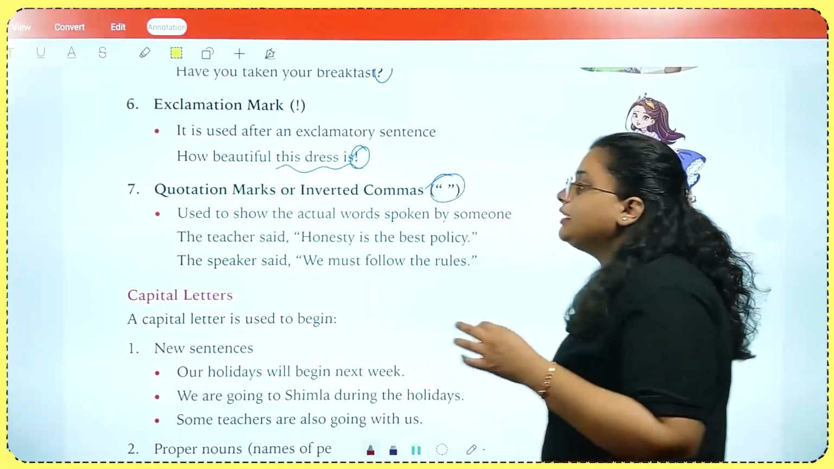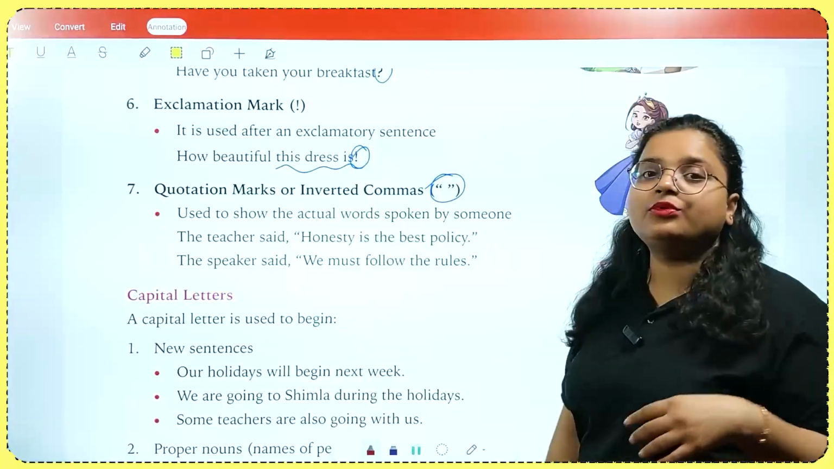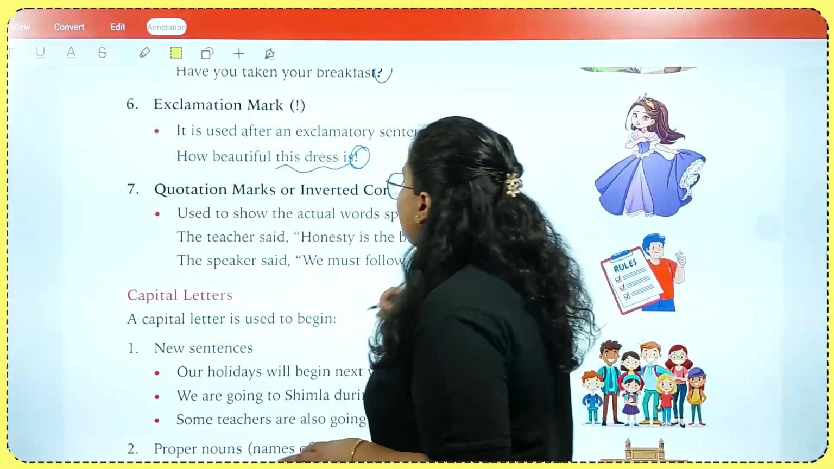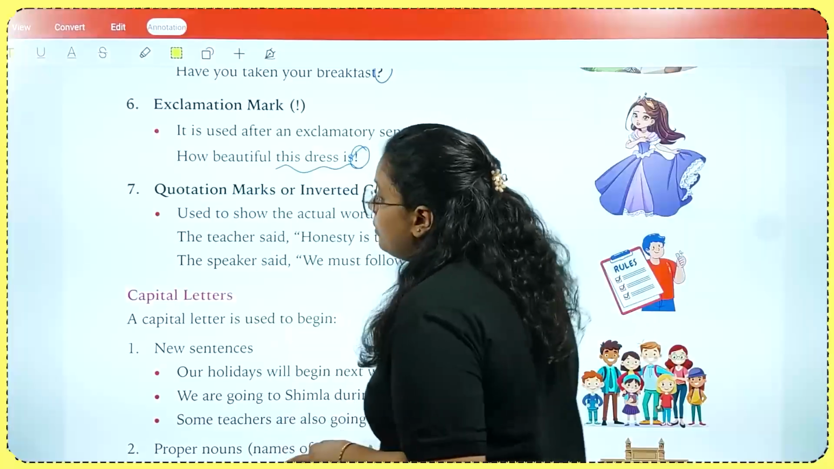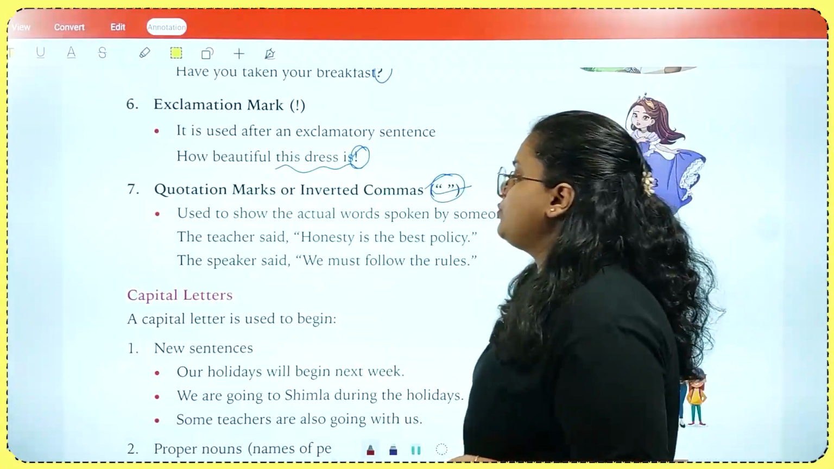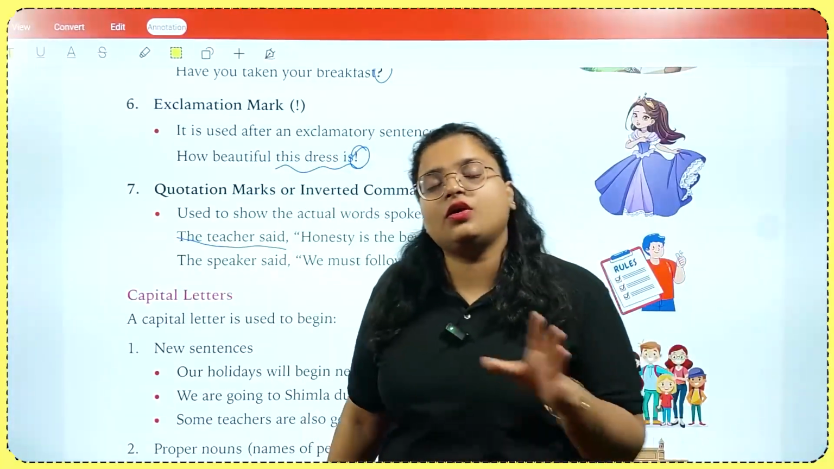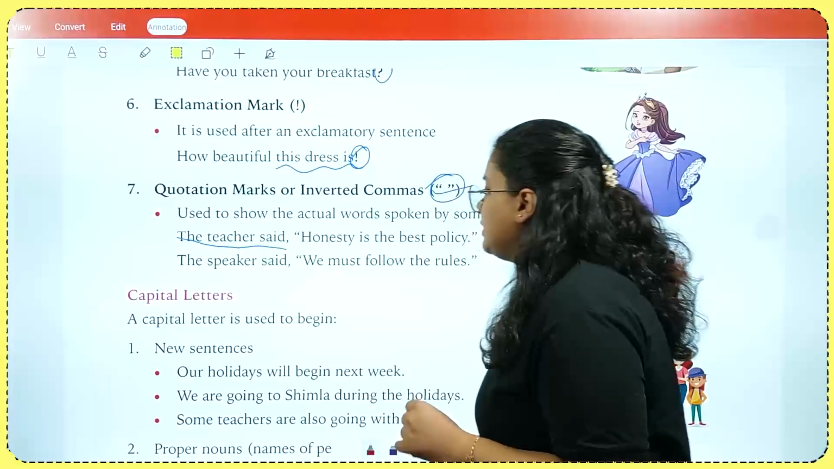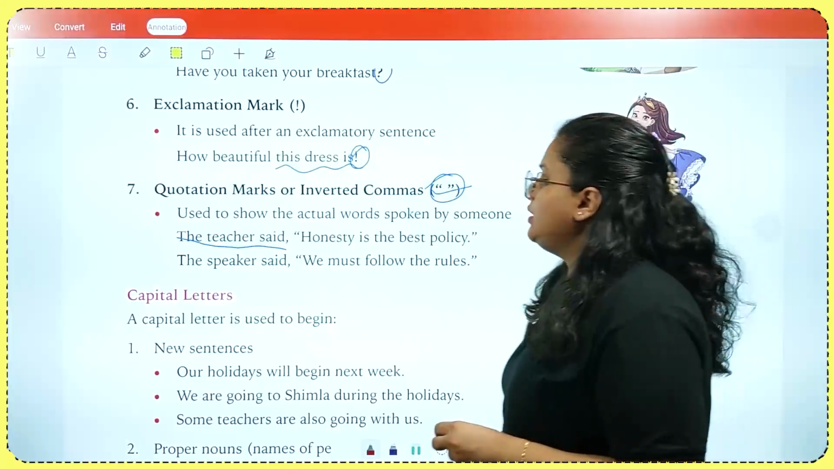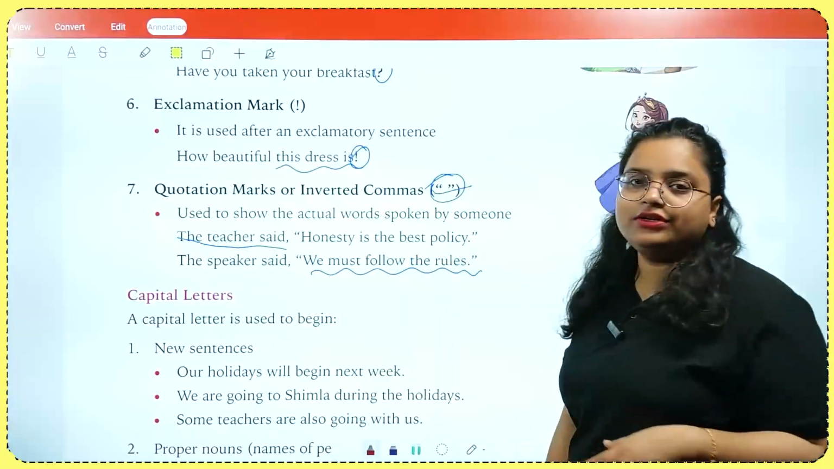Okay. 7. Quotation marks or inverted commas. When are they used? They are used to show actual words spoken by someone. ओके किसी के बोले हुए शब्दों को जब आपको सेम तरीके से बताना हो तो आप क्या यूज करते हैं? इन्वर्टेड कॉमास यूज करते हैं. The teacher said, "Honesty is the best policy." अब टीचर के कहे गए exact words को आपने बता दिया. क्या बोला टीचर ने? "Honesty is the best policy." The speaker says, "We must follow the rules." Now he exactly said what the speaker said, that we must follow the rules.